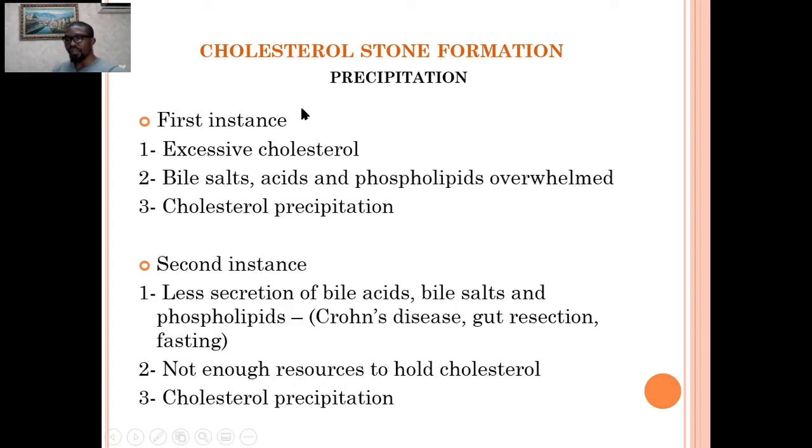So in the first instance, bile can become highly saturated with cholesterol to the extent that the bile salts, the bile acids, as well as the phospholipids are unable to hold any more cholesterol in the solution. So even though these components are there to dissolve the cholesterol, they become overwhelmed in this scenario. So what then happens? The excess cholesterol will then feel redundant and will decide to move out of the solution and then turn into stones in the process.